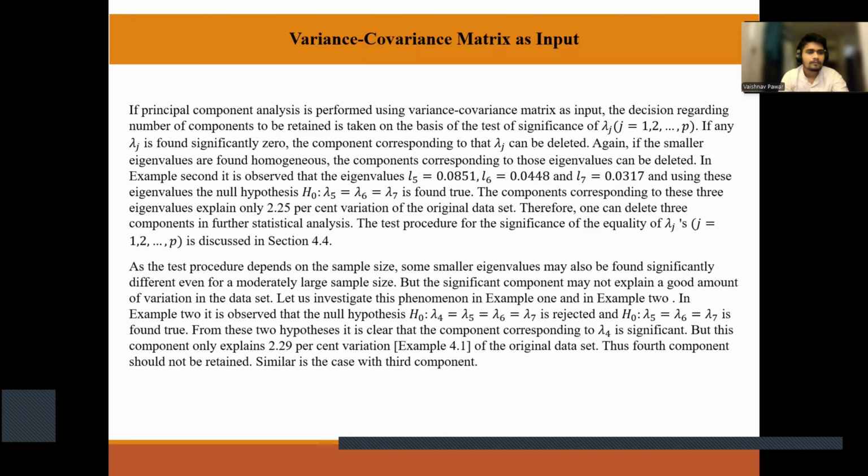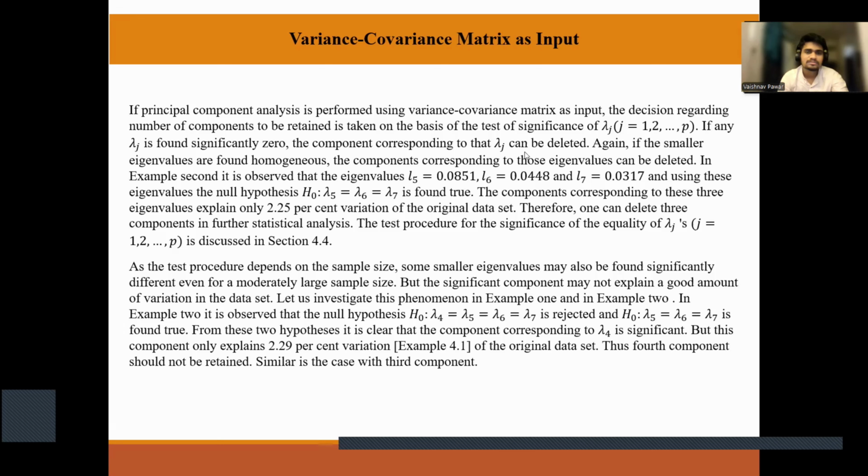Now, the covariance matrix approach, that is, the variance covariance matrix as an input. When the covariance matrix is used, scale matters. Small eigenvalues indicate less important components. Components with near zero values can be removed. Equal eigenvalues indicate similar components. However, the result may sometimes be misleading. Significant components may explain very little variation, so statistical significance is not always sufficient. Interpretation of variance is important. Practical understanding is also required here. There is a limitation of this approach.